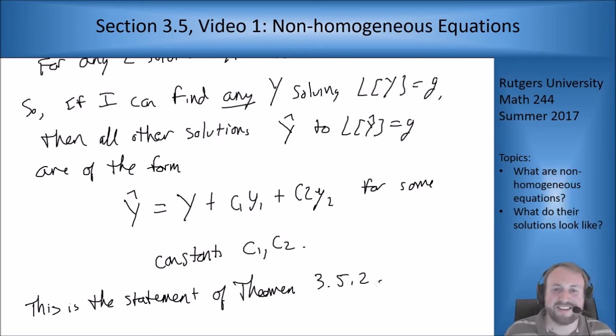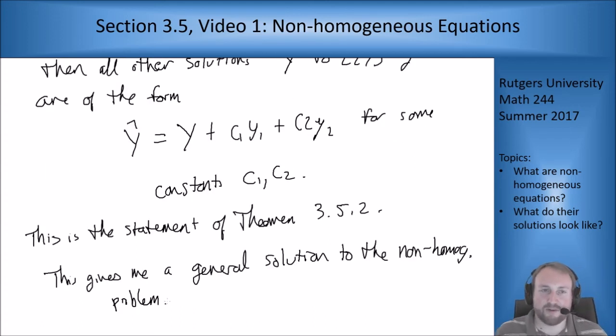This gives me a general solution to my non-homogeneous problem, because any solution of the non-homogeneous problem must be of this form. So if I can find a Y, I then just have to pick the right constants c1 and c2 to get the certain solution I want. So this gives me a general solution to the non-homogeneous problem.